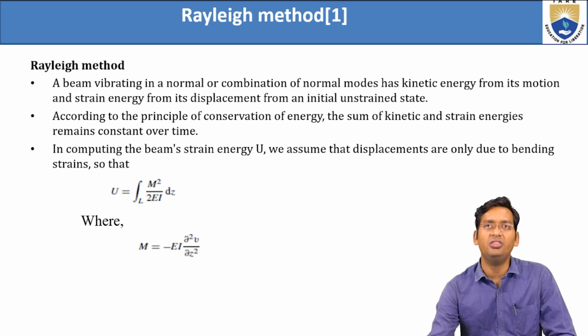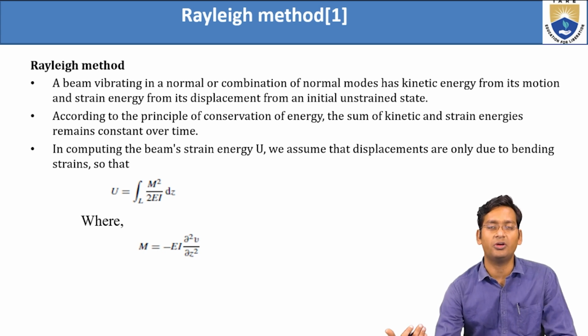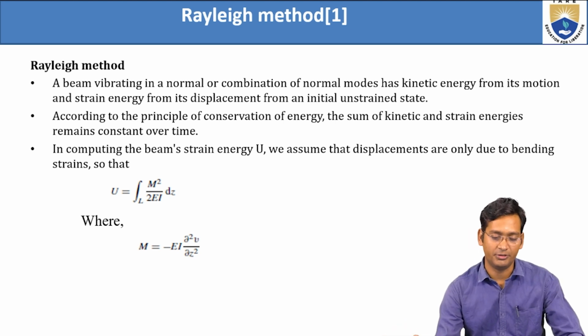First we will see the Rayleigh method, because this method was found by Rayleigh only, and later Ritz combined it with one particular condition that we will see. That becomes the Rayleigh-Ritz method. So first let's start with the Rayleigh method.